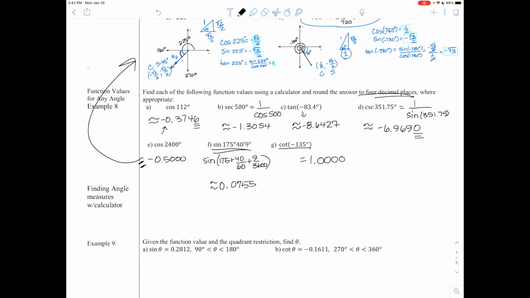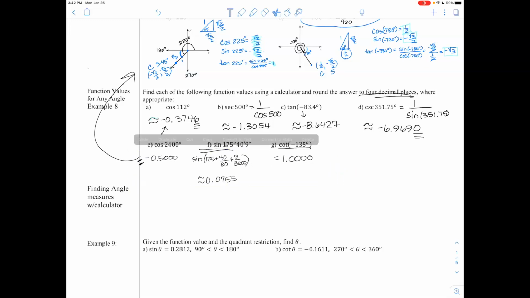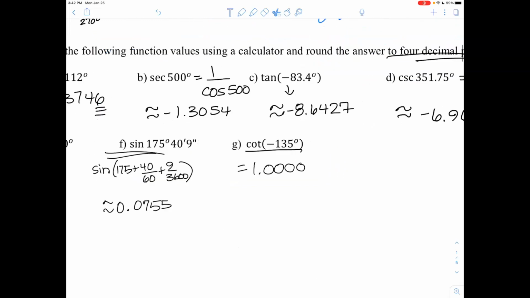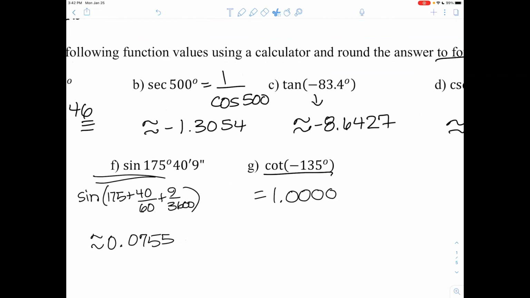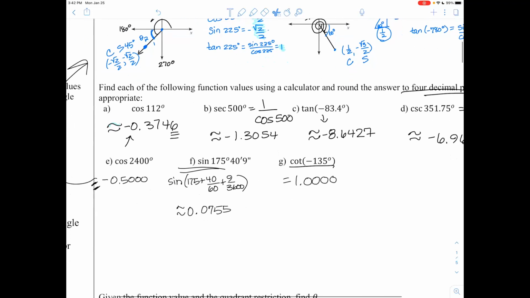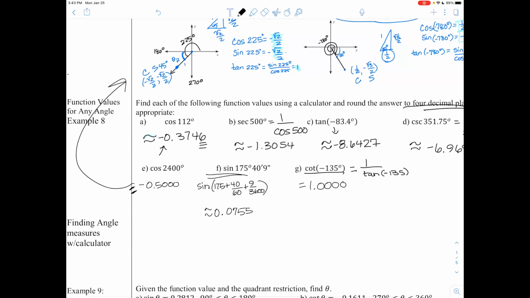All right, and so those are just some practices with your calculator. I think most importantly, just remembering how to plug in your reciprocal functions, secant, cosecant, cotangent, etc. And for cotangent, actually, I should write this down. It's equal to 1 over tangent of negative 135. So let's make sure that we're paying attention to that.